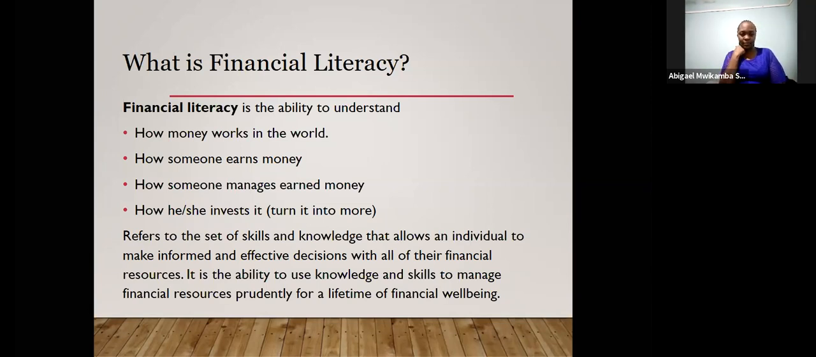So therefore, it refers to the set of skills and knowledge that will definitely allow an individual to make informed and effective decisions about all their financial resources. Later on, we'll talk about the financial resources I'm referring to, but for now, we are talking of managing your own financial resources. So it is the ability to use your knowledge and skills to manage your financial resources prudently for a lifetime of financial well-being. This is what I call value for money. So the prudent management of resources is synonymous with value for money. So that is the kind of literacy we are trying to talk about.